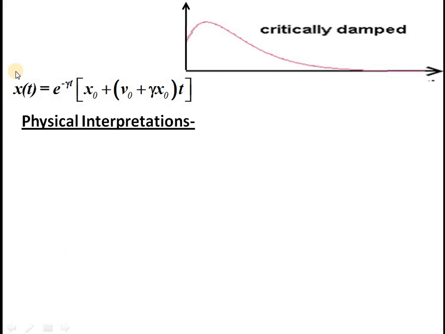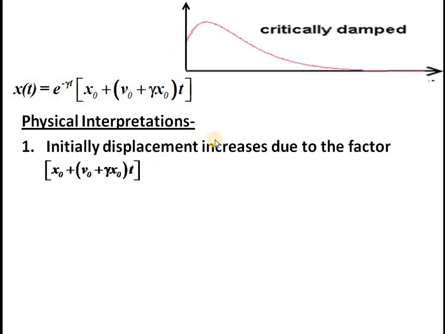x of t is equal to, what kind of a curve is it? You are drawing a curve between time and x. Its meaning is that initially displacement increases due to the factor x0 plus v0 plus gamma x0 into t. Initially it increases, as in the graph.